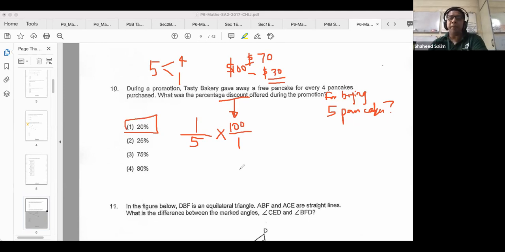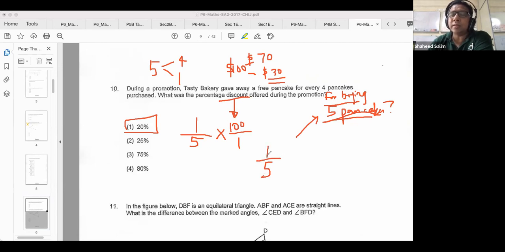Again, I repeat, this fraction must represent your discount and 100%. Discount is 1 pancake. 100% is 5 pancakes. So there is actually a problem with this question. They must actually include that for buying 5 pancakes. PSLE, they will surely include. So if you say for buying 5 pancakes, you know this is 100% already. This is the full thing. And then you get 1 pancake free. This is the discount times by 100. You get 20%. I hope you're all right with that.